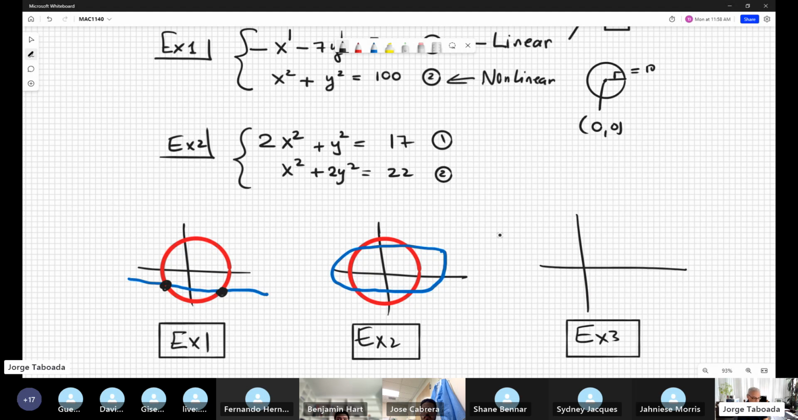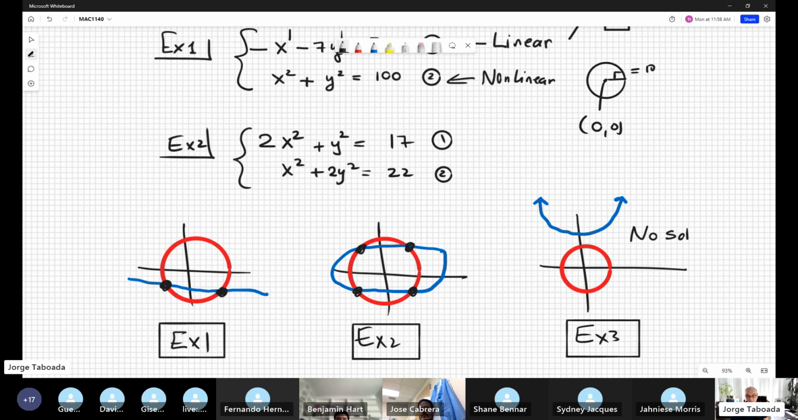How many? Four solutions. One, two, three and four solutions. Suppose another scenario. Suppose we have one nonlinear, and suppose that we have another nonlinear, but it's a parabola, like that, open, over. How many solutions do you see? Zero solutions, no solution. So in this case, no solution.